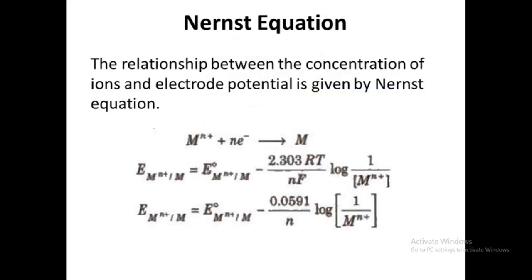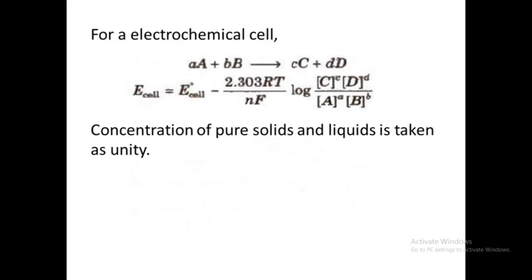So we have learned about the Nernst equation. Nernst gave a relationship between the electrode potential and the concentration of the electrolyte used in the half cell.